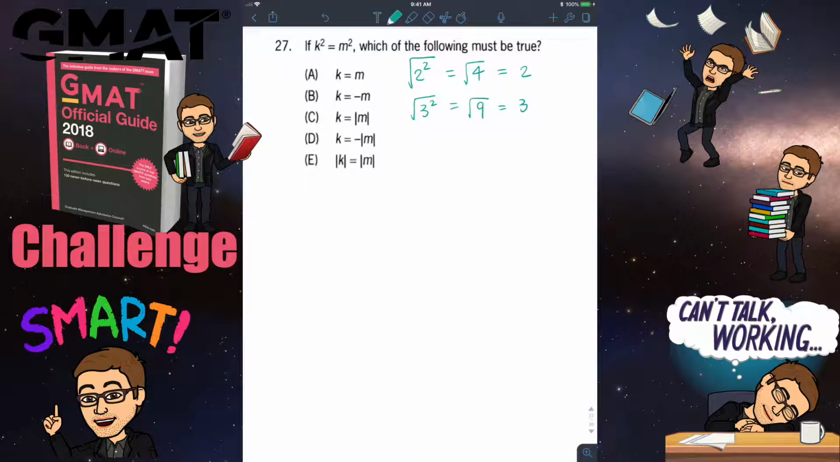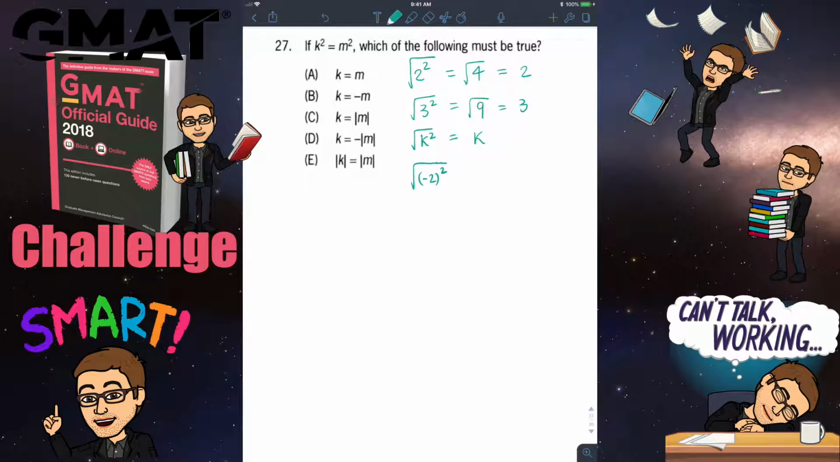At this point, you might guess if I have square root of k squared, it might be simplified to k, because that's what we have, right? Square root of 2 squared is 2, square root of 3 squared is 3, so you might guess square root of k squared is k, and if that's the case, the answer could be A, right? K equals m. But let's see, if I give you another expression such as this.